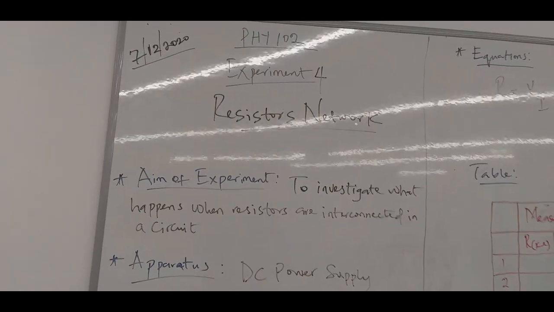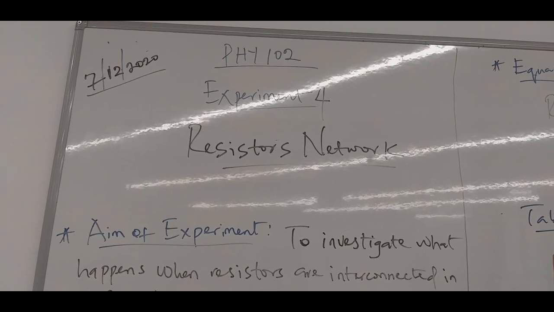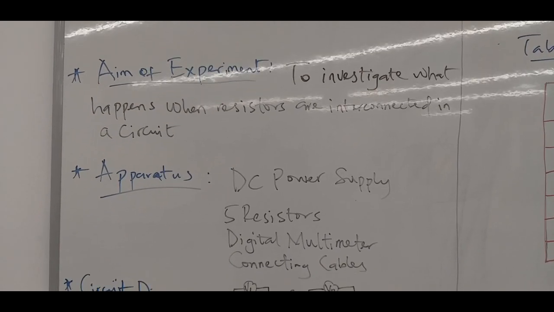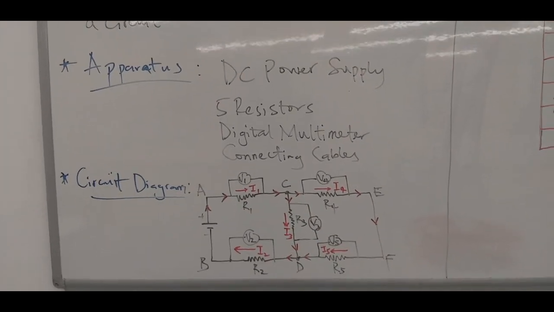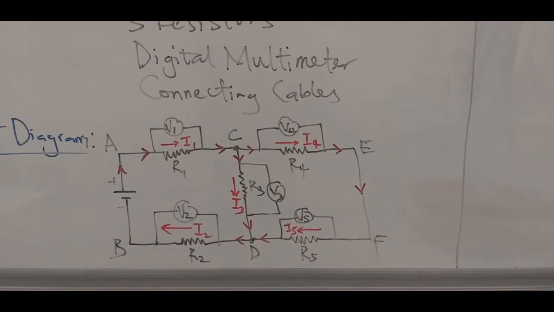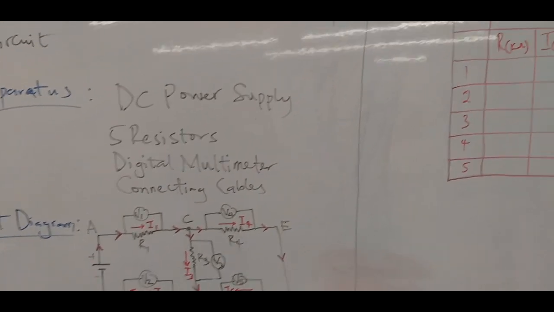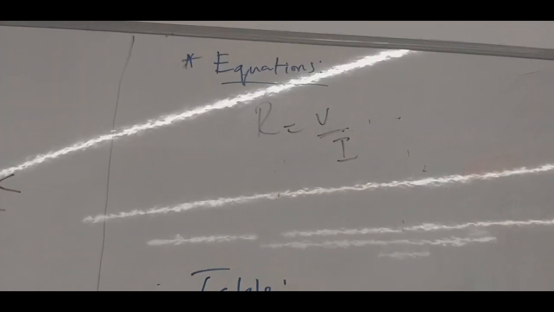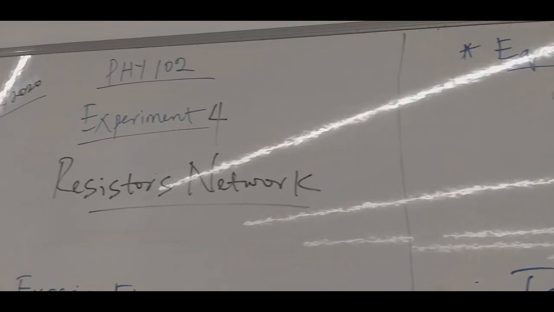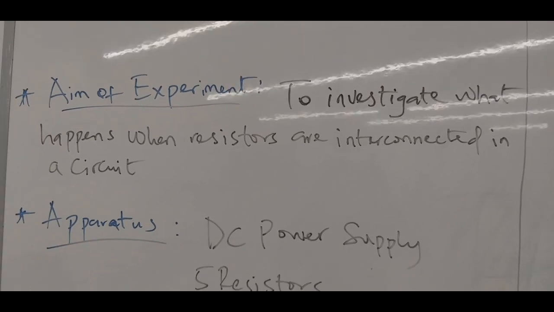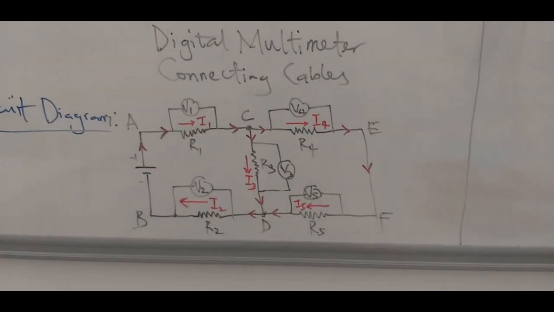For today's experiment, which is the Resistors Network, you'll be given 5 resistors that will be interconnected in that particular circuit. Then we'll be measuring the corresponding voltages and currents flowing through and across these resistors. The aim is to investigate what will happen when those 5 resistors are interconnected. Meaning, how are the measurements of voltage and current going to vary, and how are they going to relate to each other?